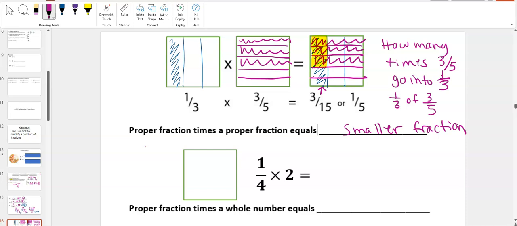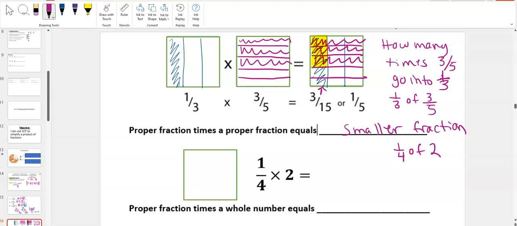Now, when I'm multiplying a proper fraction times a whole number, that becomes a different story. What I'm really trying to do is find, again, 1/4 of 2 wholes. So there's a couple ways I could do it. I could draw 2 wholes and find 1/4 of those 2 wholes.